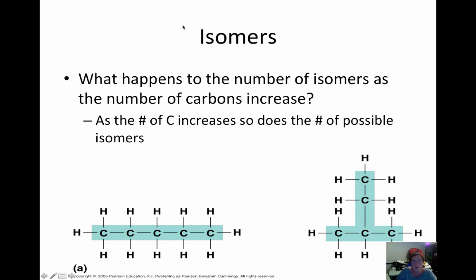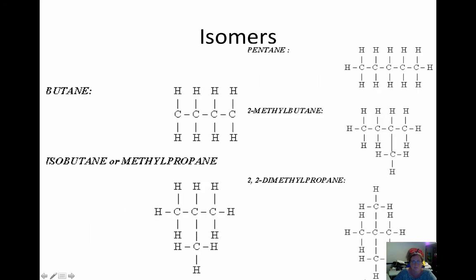Iso means the same. Anytime you see the prefix iso, it means the same of something. In earth science, you learned about isolines, which were lines that had points of equal value, the same value contained on that line. Isomers have the same molecular formula, but a different structure.